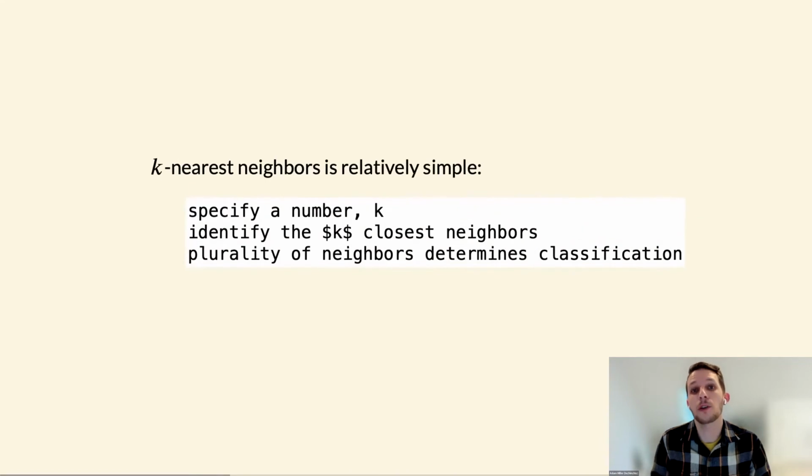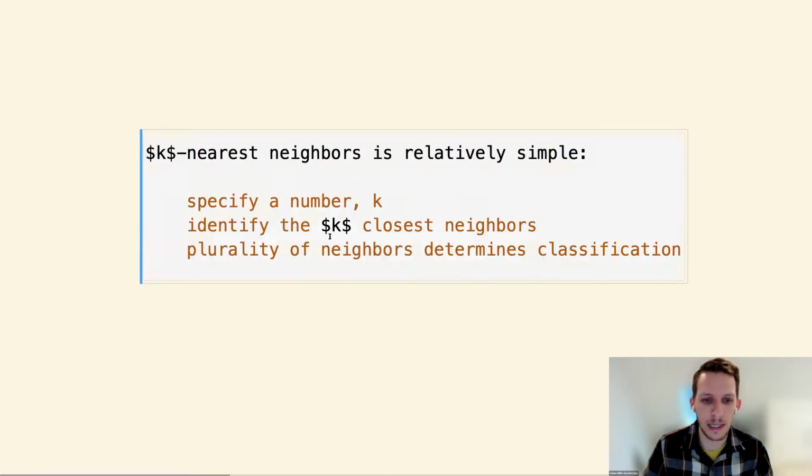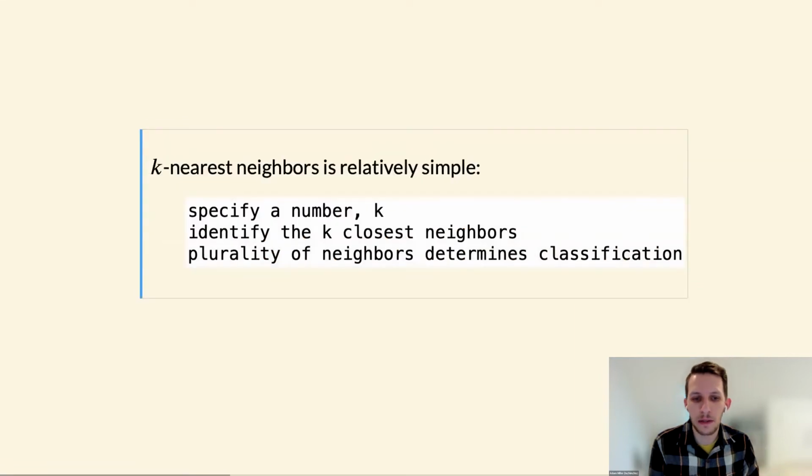So the algorithm itself is simple. The pseudocode looks like this. We're going to specify a number k. That may sound familiar. It's very similar to k-means. We then want to identify the k closest neighbors to any source that we are hoping to classify. Then the plurality of those neighbors determines the classification of our new source. So the k closest neighbors in the training set are used to classify the new source.